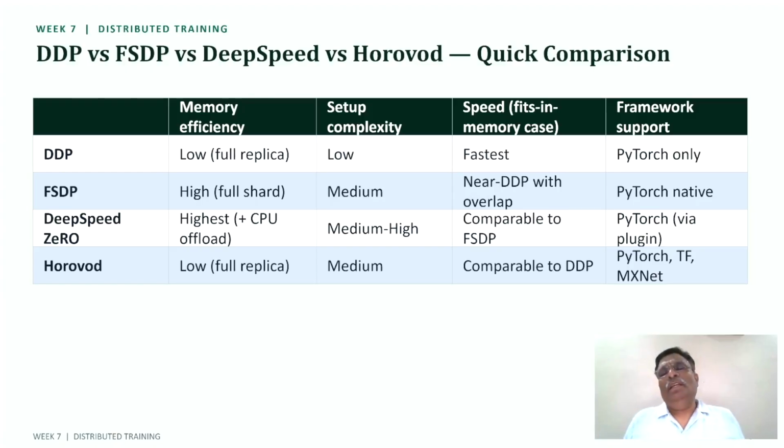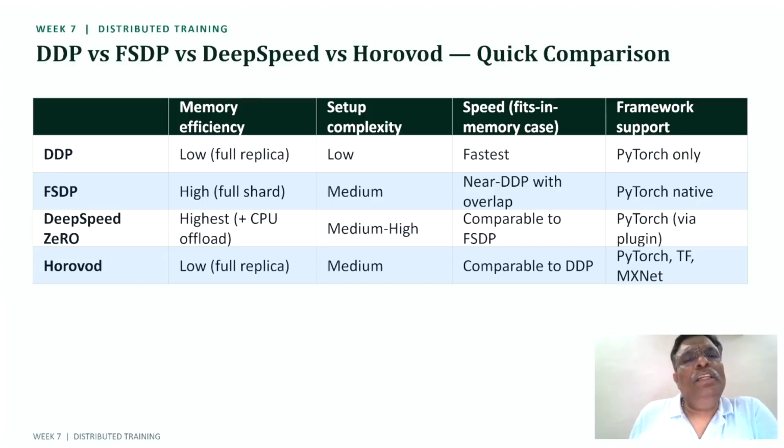FSDP also is a thing which PyTorch started, and DeepSpeed ZeRO also is supported by PyTorch. So one of the things which people have started using is DDP and FSDP, from the PyTorch perspective. Horovod was initially very good. In the last run of our course, we actually did Horovod, but now DDP and FSDP are more prevalent and more useful. So this time we have covered DDP and FSDP.